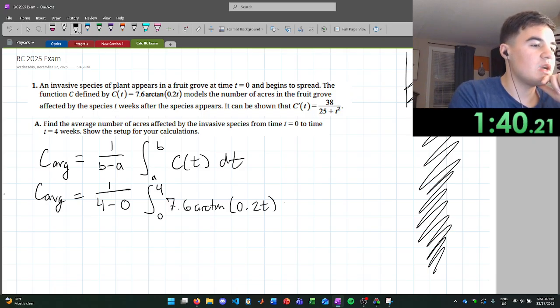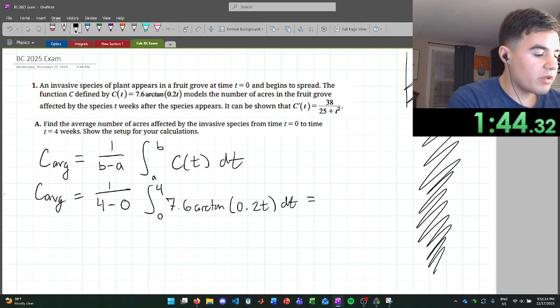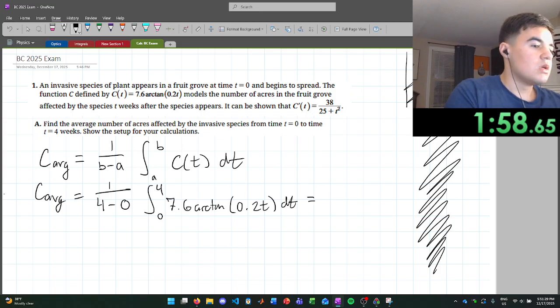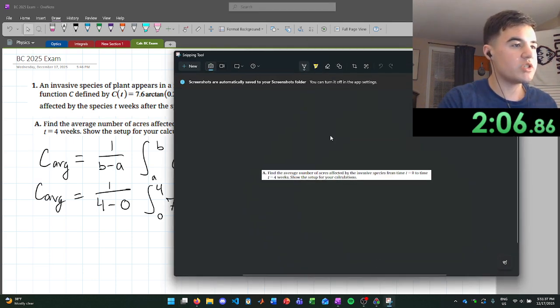Which is approximately, if I plug it into my calculator, 1/4 times the integral from 0 to 4 of 7.6 arctan 0.2 x dx, which is 2.778. That's question one.